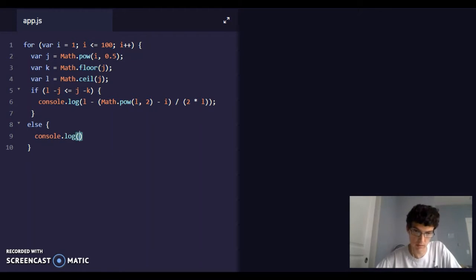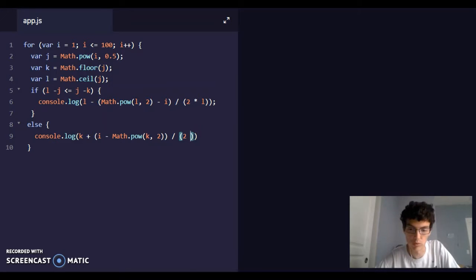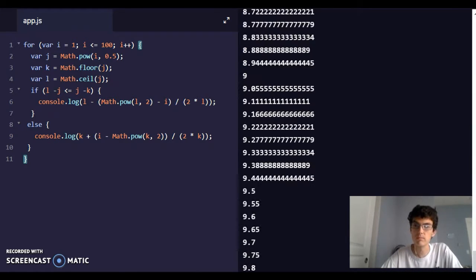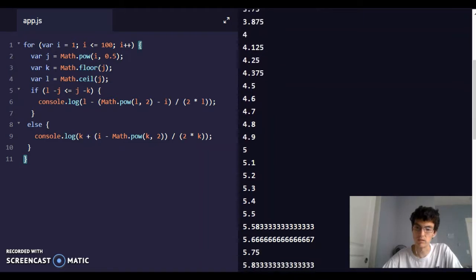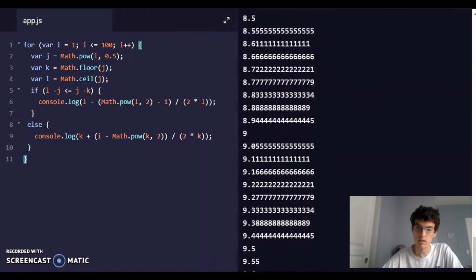Then console.log k plus quantity i minus Math.pow k, 2, and then divide that by 2 times k. Do that. Okay, that's looking good. And then close that off and rerun it. And here we have all of the estimations using the algorithm. This is what this returns.